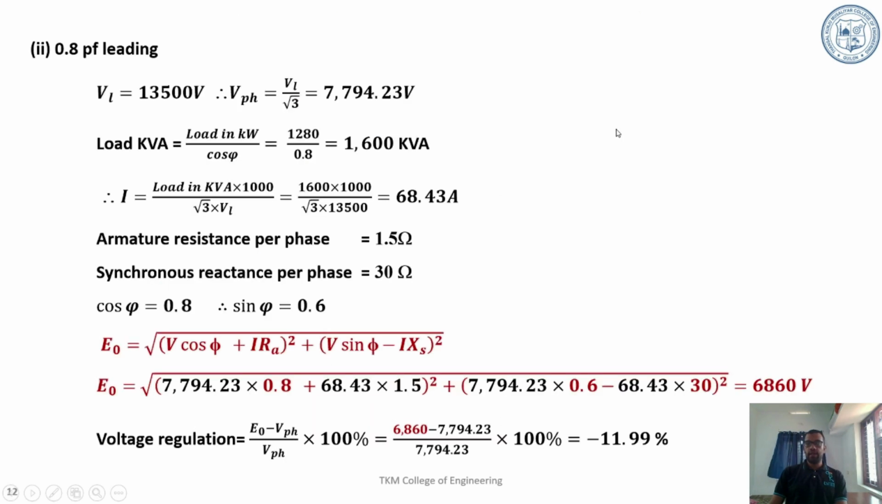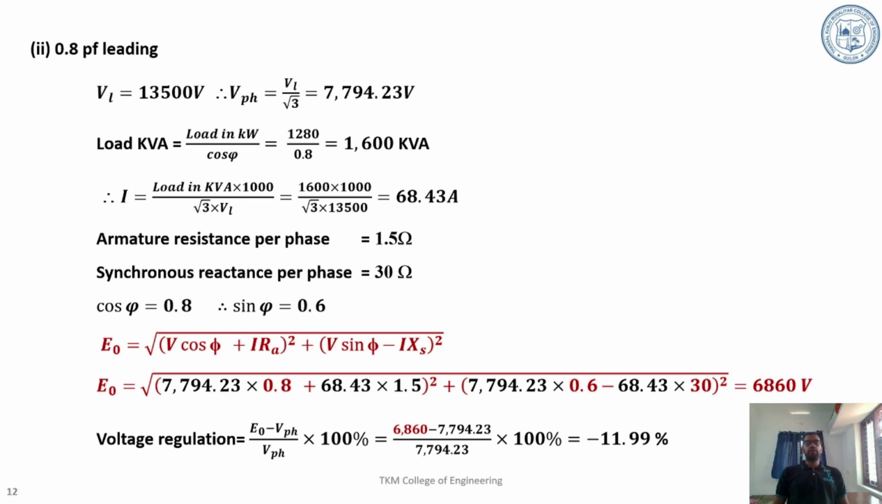Now, let's see the 0.8 power factor leading case. As earlier, the line voltage needs to be converted into the phase value. Load kVA is exactly the same. Armature resistance, synchronous reactance, cos phi, sin phi, everything is the same as in the 0.8 power factor lagging case. In the expression here, the sin phi term becomes negative. E0 is obtained by means of this expression as 6860 volt. Substituting values in the expression for voltage regulation, it is obtained as minus 11.99 percent, that is around minus 12 percent.